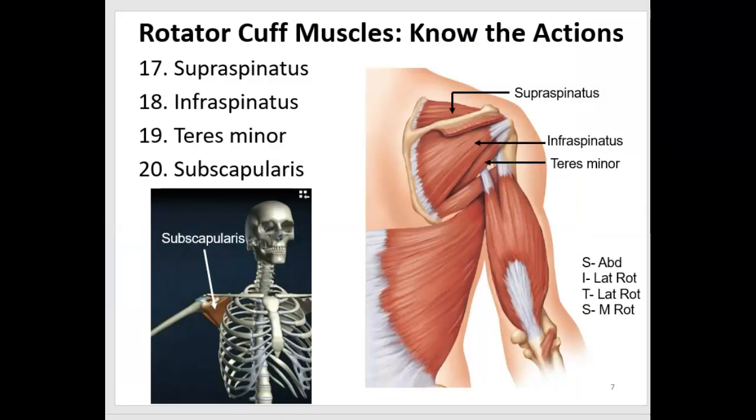Okay, the next group of muscles are called the rotator cuff muscles, and for these you just need to know actions, not origins or insertions. And you just need to be able to list them and their actions. So these include the supraspinatus, the infraspinatus, the teres minor, and the subscapularis.